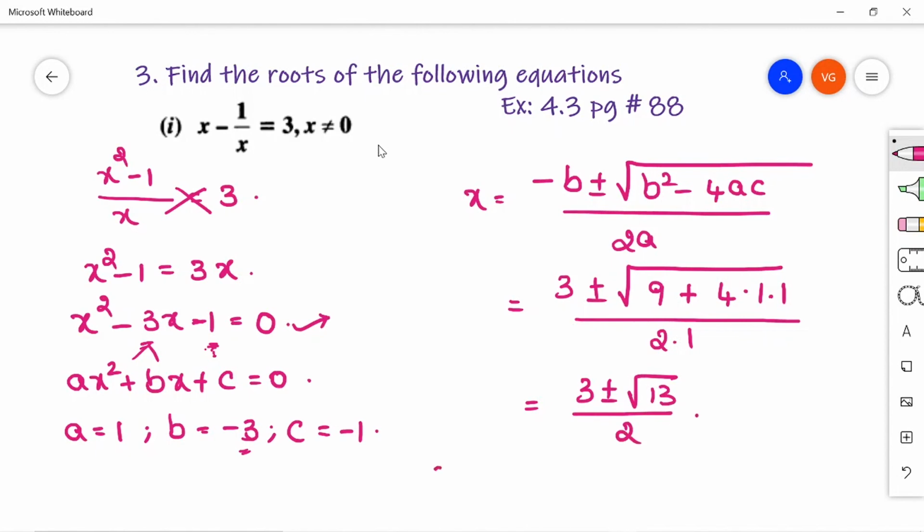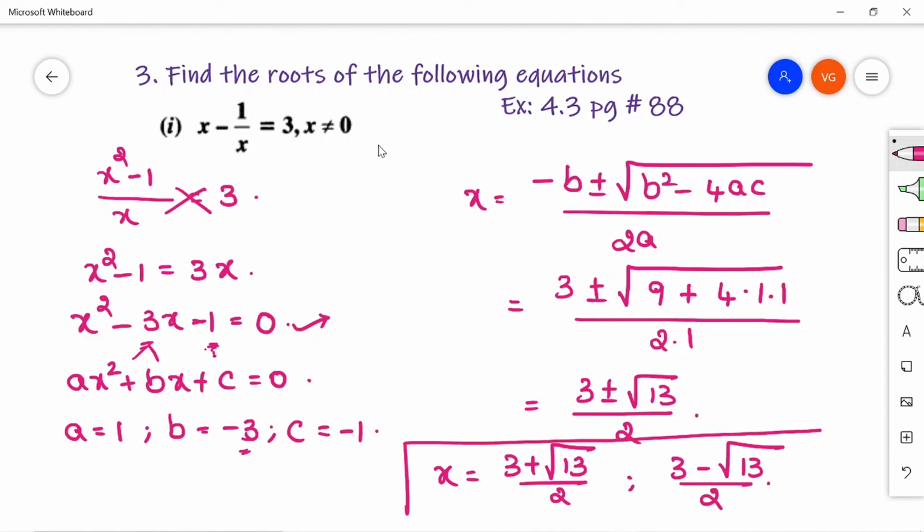So the roots here are 3 plus square root 13 divided by 2 and 3 minus square root 13 divided by 2. So these two are the roots of the given quadratic equation here using the formula.